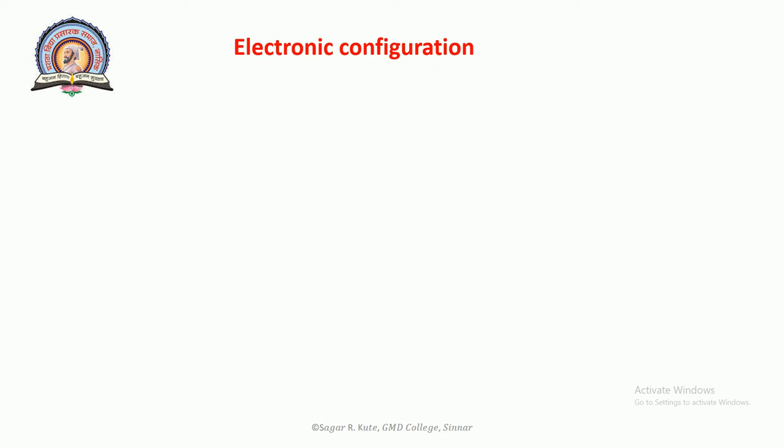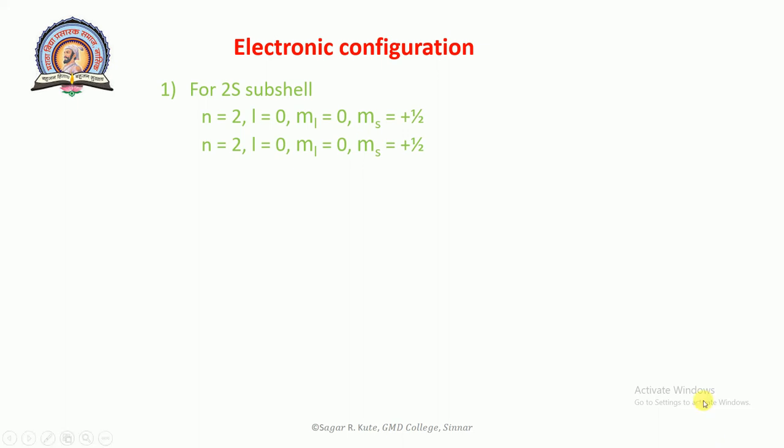Let us consider the L shell, n is equal to 2. The possible values of l are 0, 1. There are two subshells, s subshell with l equal to 0 and p subshell with l equal to 1. For the 2s subshell, n is equal to 2, l is equal to 0, ml is equal to 0, ms is equal to +1/2; and n is equal to 2, l is equal to 0, ml is equal to 0, ms is equal to -1/2. Thus, the 2s subshell can have only 2 electrons.